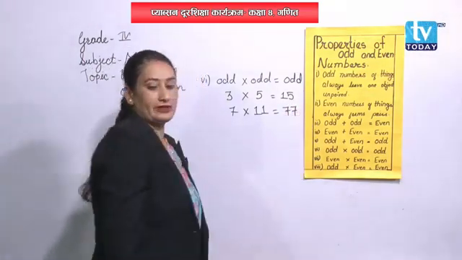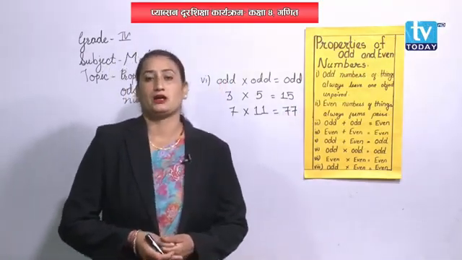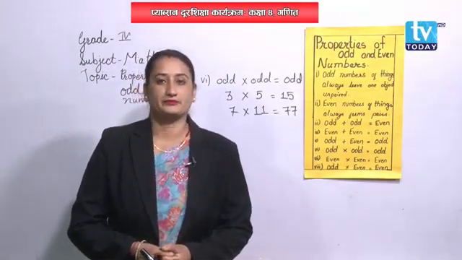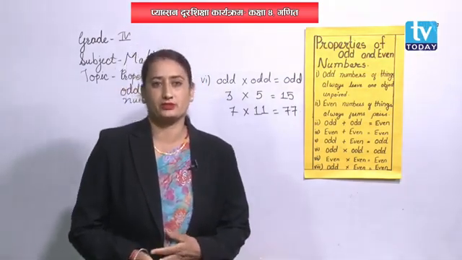Is this 77 an even or odd number? Tell me, students. Obviously, this 77 is an odd number. Okay, so you can check it out with the next examples also.